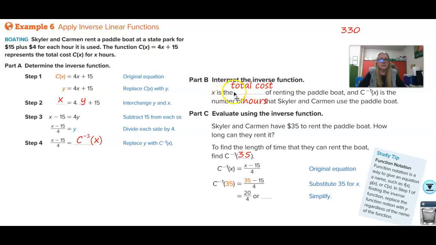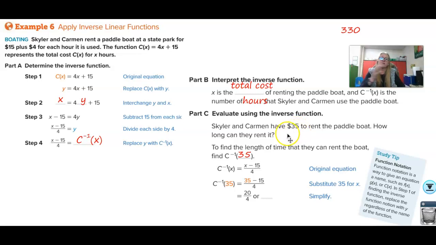So x is the total cost of renting the paddle boat, and c to the -1 of x is the number of hours that you can use the paddle boat. So it's reversed. Only I said it better, I think. Skylar and Carmen have $35. How long can they rent it?